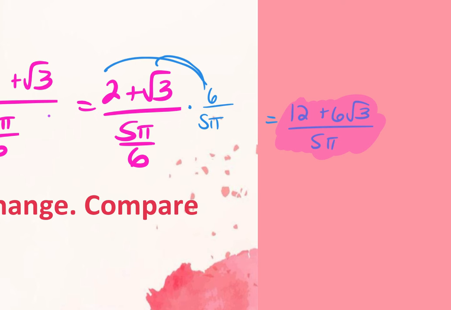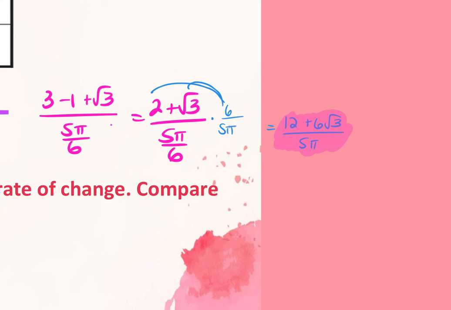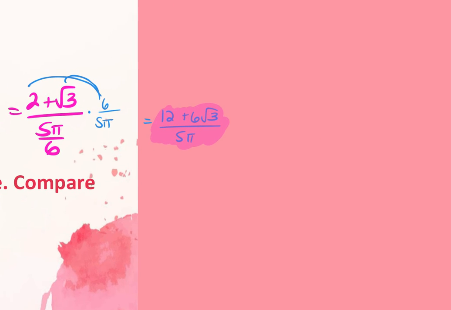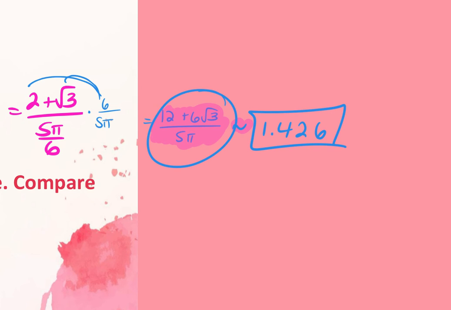You with me so far? God bless you. Then it says find the value given your calculator. So I can go off of what I just did. I'm going to use the fraction function in my calculator: 12 plus 6 root 3 over 5 pi. That's 1.4255, so 1.426. So without a calculator and then with a calculator.